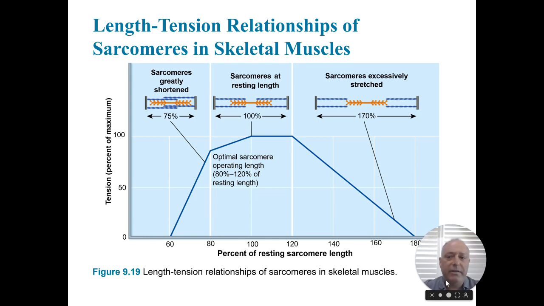Now there's a length tension relationship with the sarcomere. The sarcomere can be stretched excessively, which leads to decreased force of contraction. Or the sarcomere can be shortened in its relaxed state, which produces very little tension. But there is an optimum length, between 80 and 120% of the resting length. So this is a length tension relationship, where you can overstretch the sarcomere at the expense of contraction.